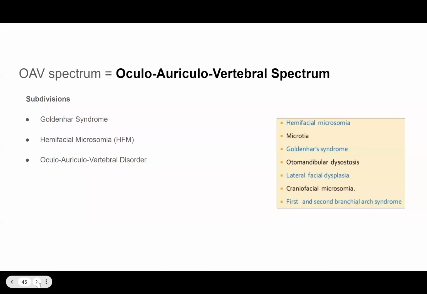And the OAVS spectrum, usually the main division is the left side one: Goldenhar, hemifacial microsomia, and oculo-auriculo-vertebral disorder. This disorder is a milder form, and the other diseases in the actual spectrum are often severe. And the right side one I got from another source, but a few of them are very mild forms. So usually those are not mentioned as subdivisions.